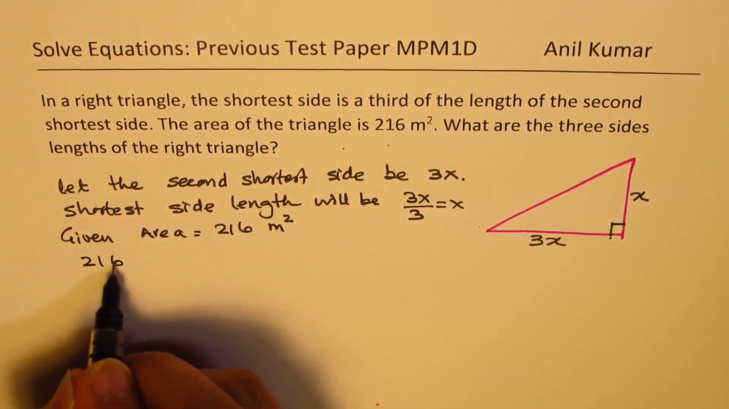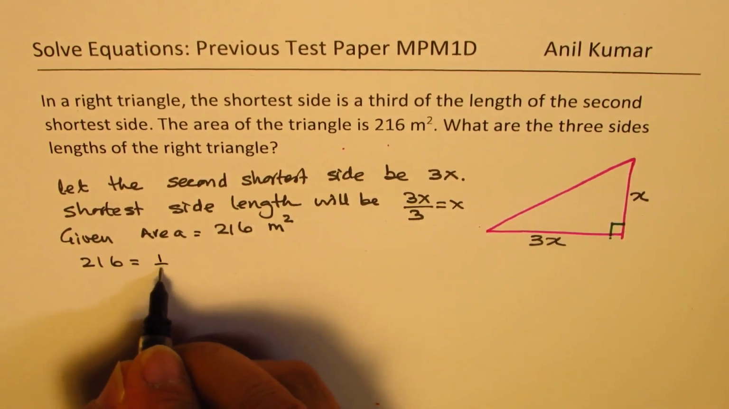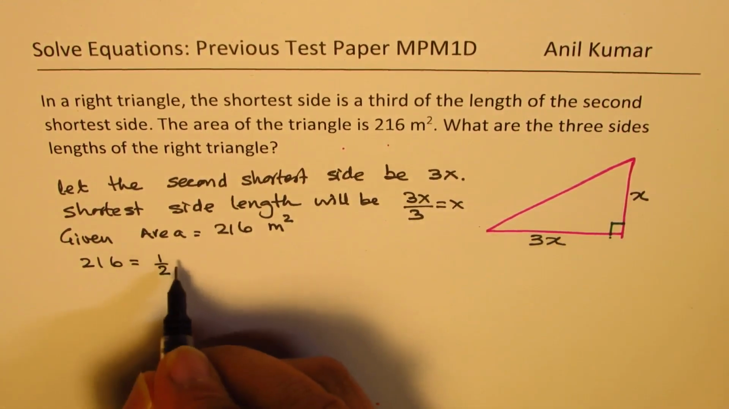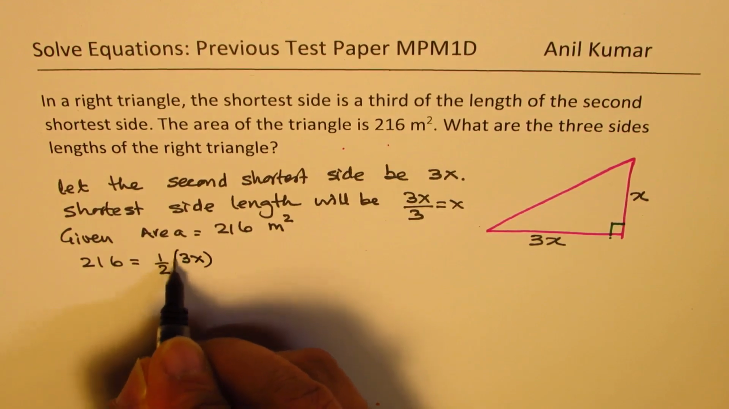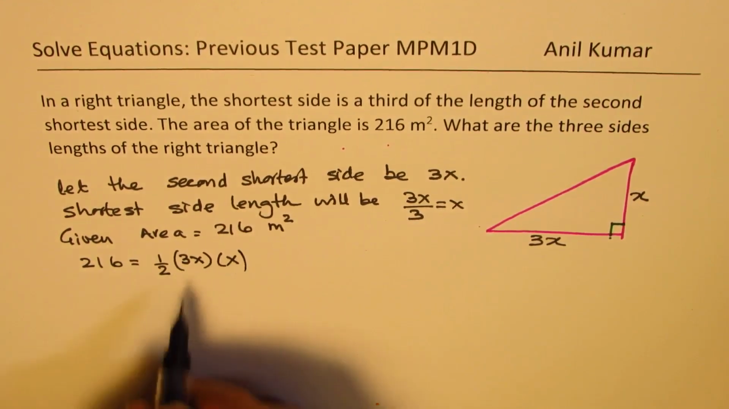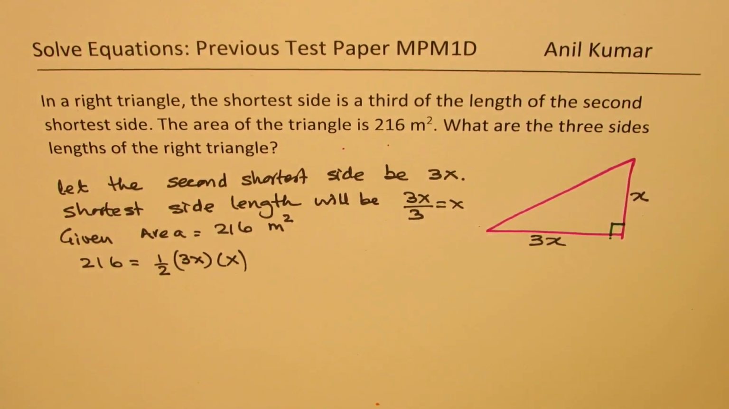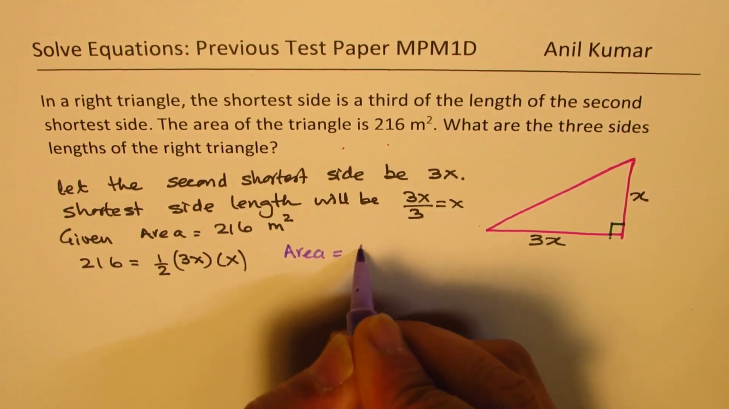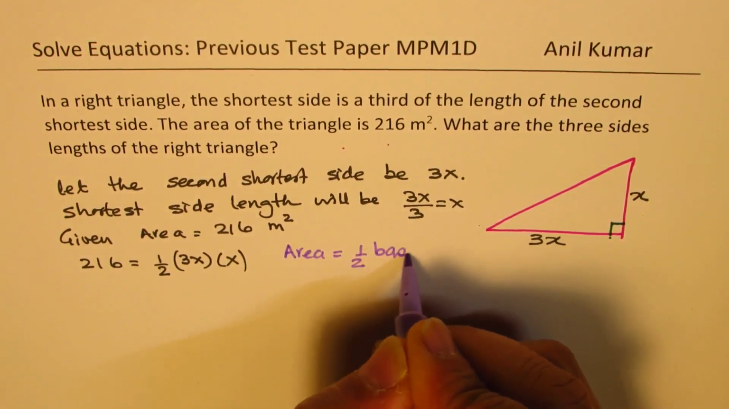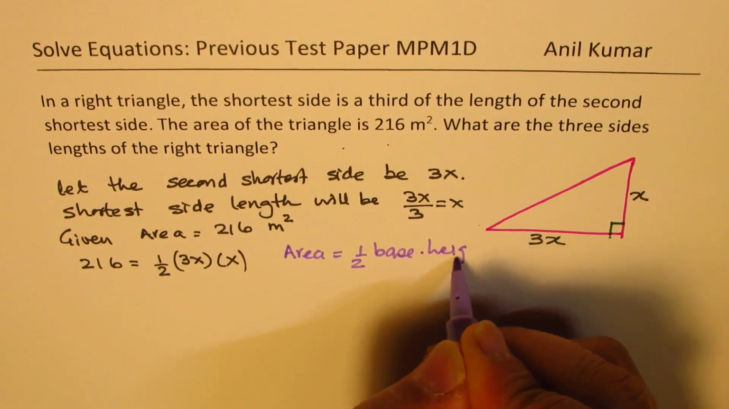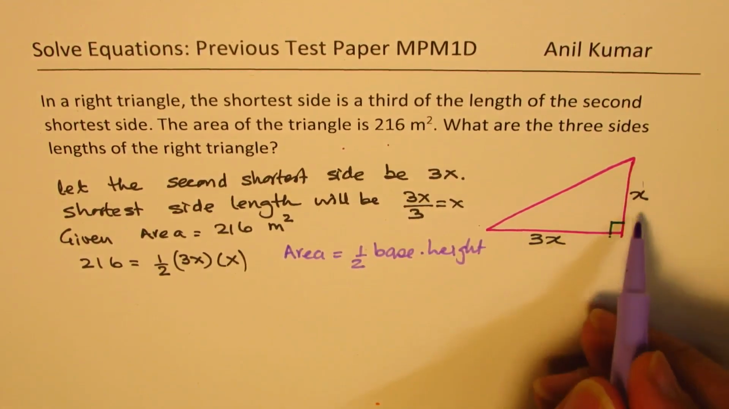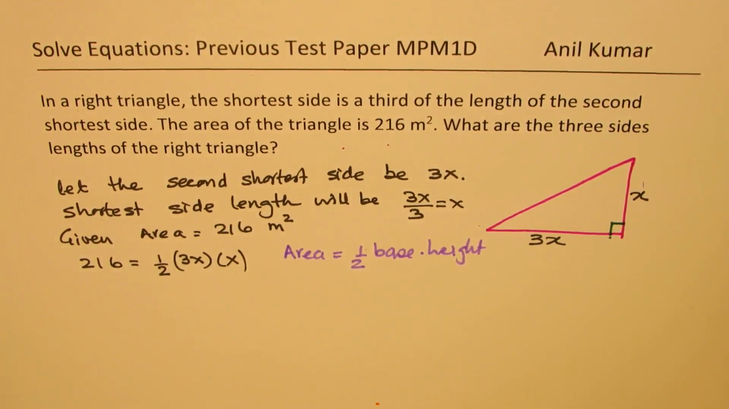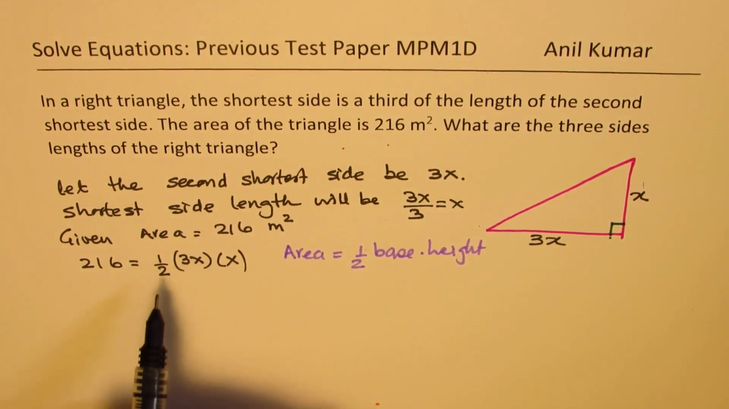Now 216 area should be equal to half of base times height, which is 3x times x, right? So that is the formula for area. Area is half of base times height. So base is 3x, height is x. So we got it. Now we need to solve for x.